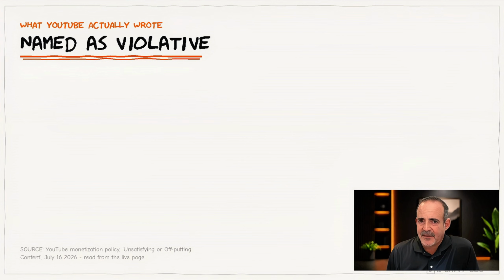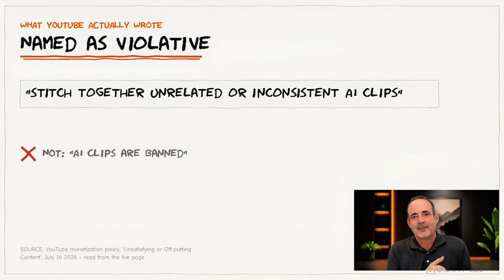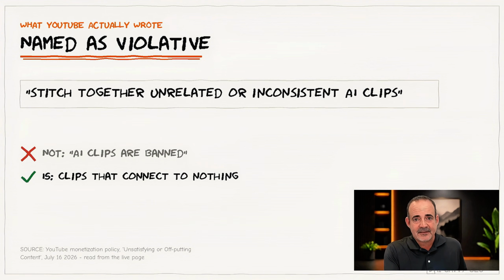And here's where it stops being about taste, because YouTube wrote it down. Under the off-putting content category, YouTube names as violative, and I'm quoting, content that stitches together unrelated or inconsistent AI clips. Unrelated. Inconsistent. That is a description of a generated B-roll layer that doesn't connect to what's being said. I want to be precise here because there's a whole genre of video that would take that sentence and run a thumbnail saying, AI B-roll is banned. And that is not what it says, and I'm not going to pretend it is. Generated clips are not banned. Nobody is coming for your VO footage. What's named is the disconnection.